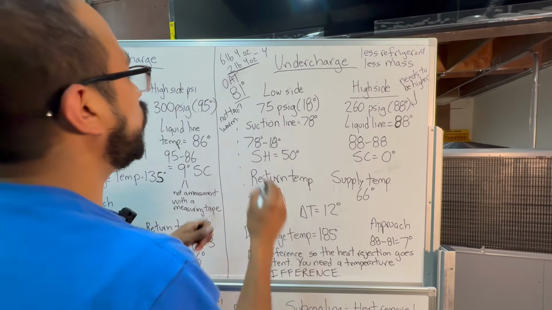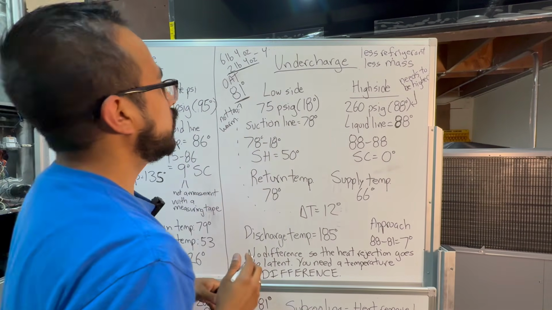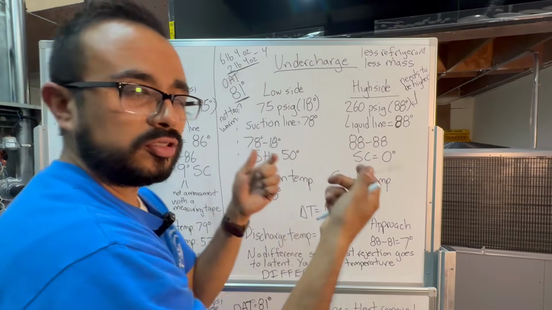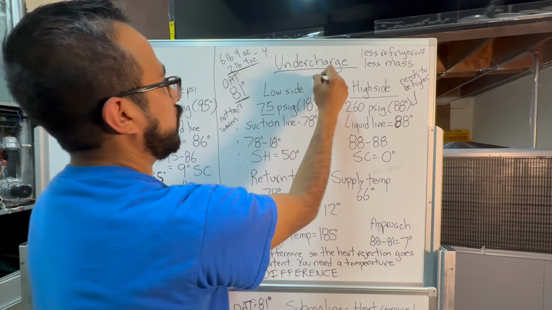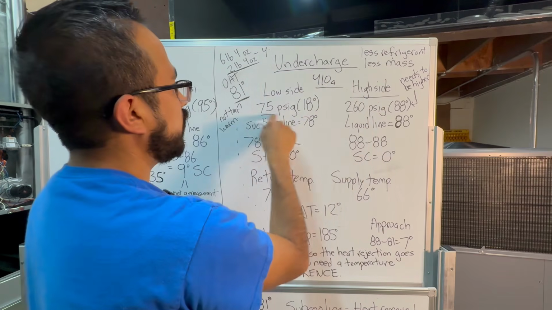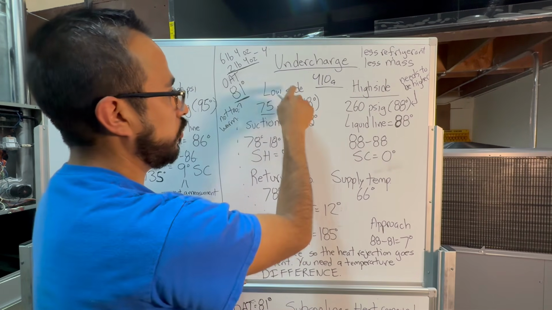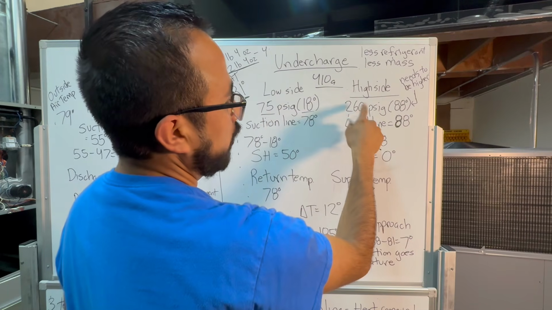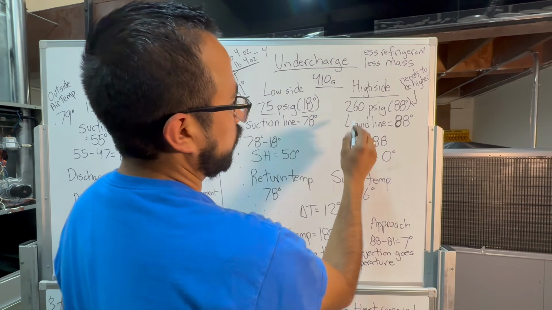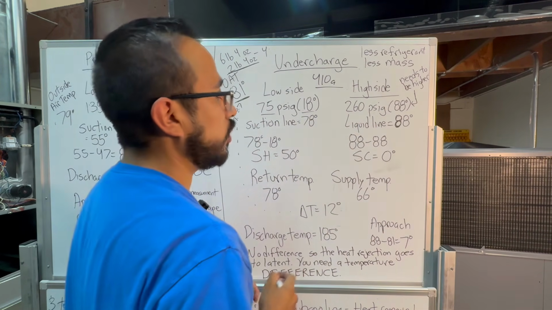Okay, so my outside air temperature was 81. When I checked my pressures, I connected my gauges, I got 75 psi, and it's a 410A system. 75 psi, you convert it to temperature for the evaporator, 18 degrees. For my head pressure, the high side of the system is 260 psi, 88 degrees.